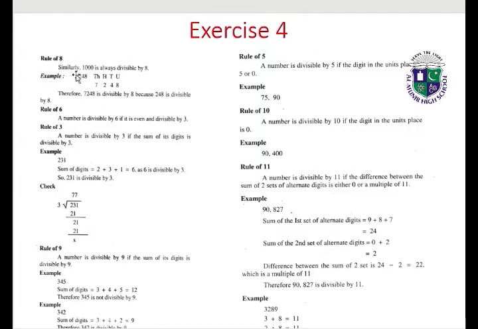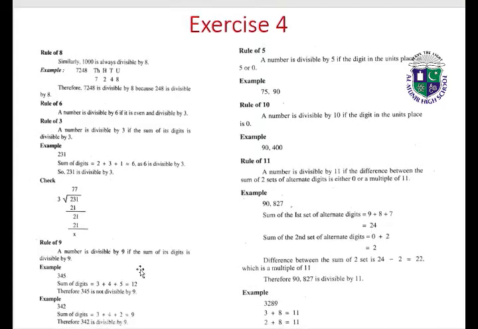Rule number 8: similarly, 1000 is always divisible by 8. 7248: the last three digits 248... 48 is divisible by 8. 8 sixes are 48, divisible by 8. Rule number 9 is the same.